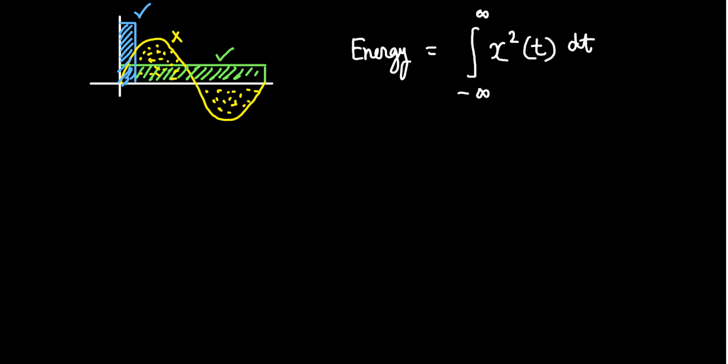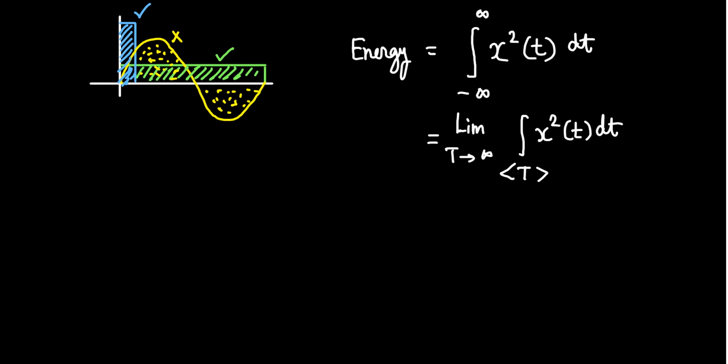Now if we have an energy, we can also define the power. So if we have energy being defined like this, the power can be defined as follows. So this energy can also be represented as the integral over a duration t, where the limit of t approaches infinity, of x squared of t dt.